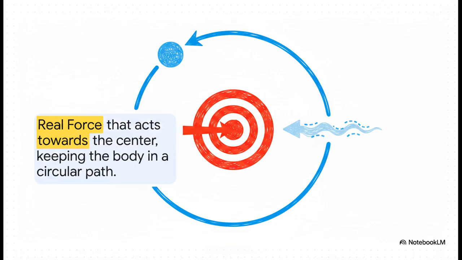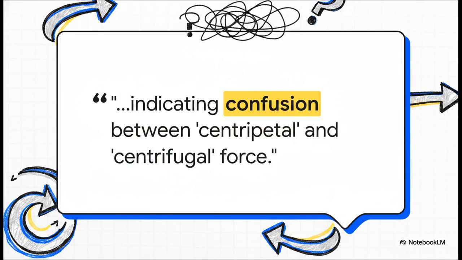It's what's often called a fictitious force. It's that outward pull you feel, like on a merry-go-round. And that feeling is just your body's inertia trying to fly off in a straight line. It feels real, but it's an effect, not a cause. And don't just take it from me. The examiners themselves say it in their comments. They see this confusion between centripetal and centrifugal all the time. So getting this one distinction right is absolutely essential.